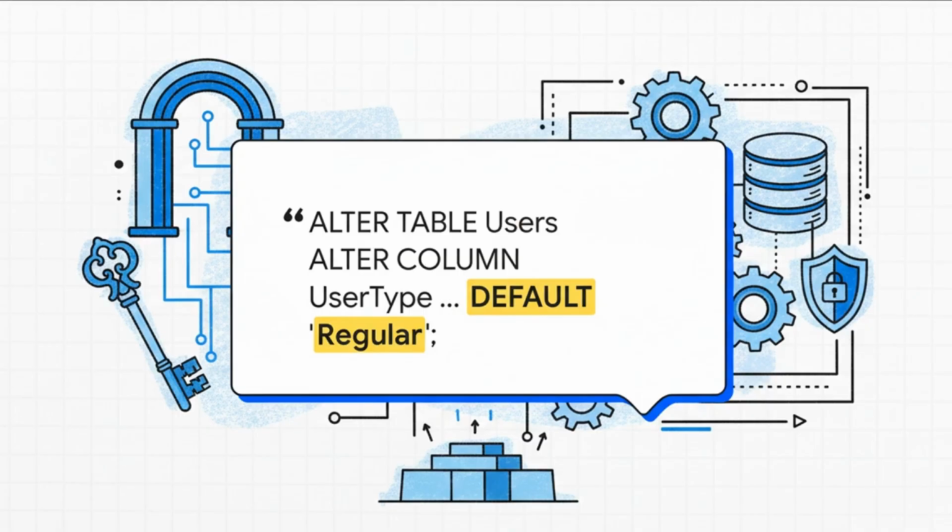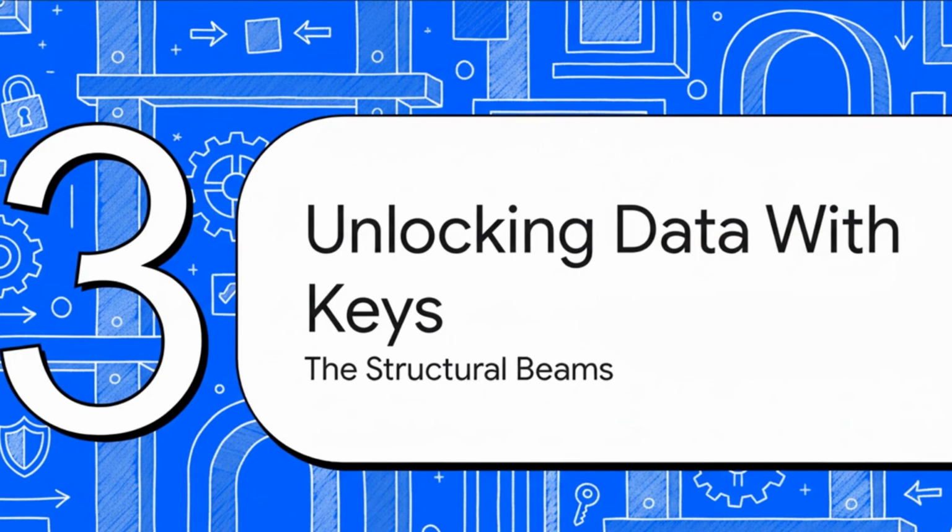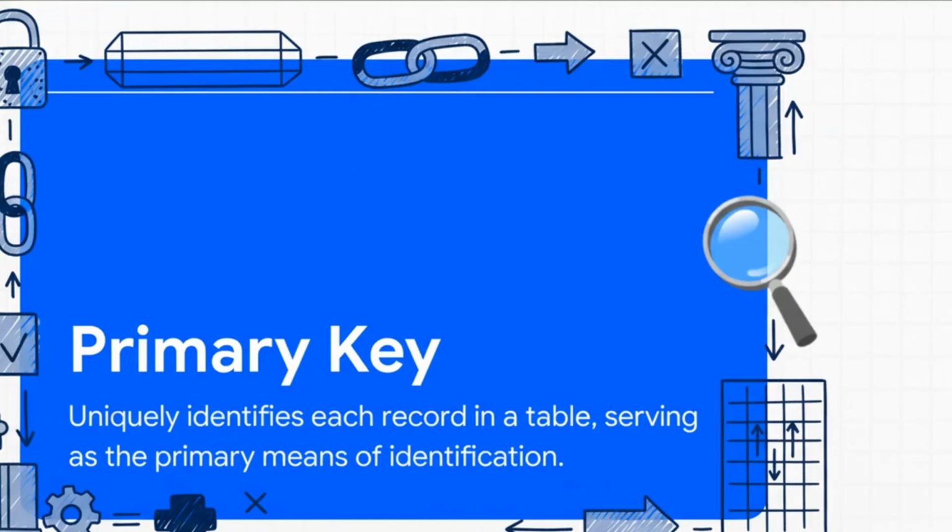It's clean, it's efficient, and it keeps your data nice and consistent. So we've covered the rules that apply to individual columns. But now let's talk about the big guns, the structural beams of our database, keys. Keys are a special type of constraint that are all about identifying records and, most importantly, connecting our tables to one another. And the most important key of all is the primary key.